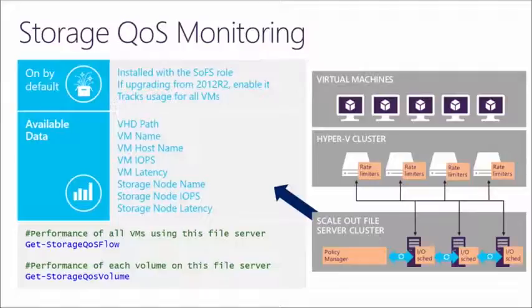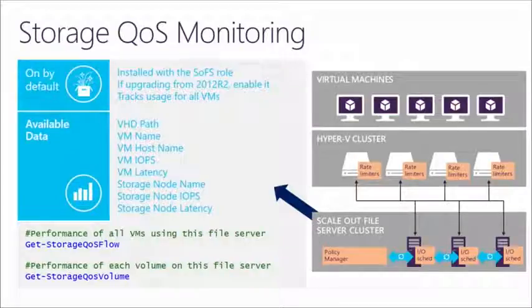But what can we get from the file server in terms of metrics and information? If we take a look here, you'll see that we can pull latency, IOPS, storage node IOPS. So all of these different metrics, a very rich set of metrics, can help us make better decisions and monitor our storage performance across the scale-out file server infrastructure.